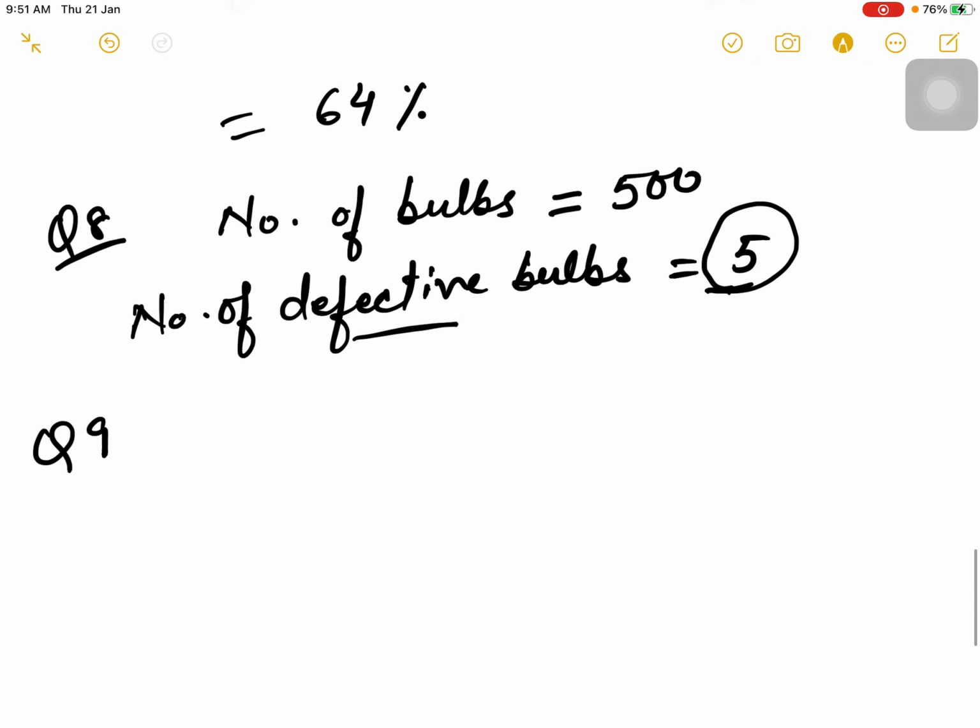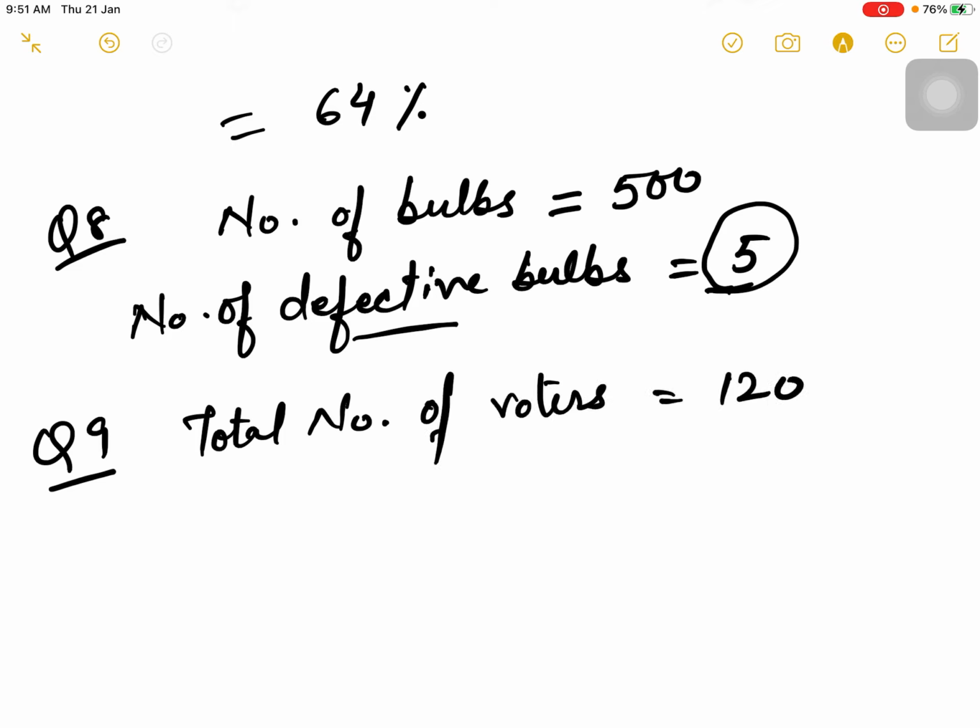Question number 9. There are 120 voters. So total number of voters first of all. Child, as you read the question, you have to write along with it what has been given in the question. Then it becomes easy for you to solve. Total number of voters is equal to 120.